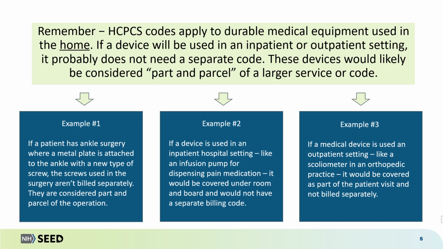Let's look at an example. A patient has had ankle surgery and a metal plate has been attached to the ankle with a new type of screw. The screws that are used in the surgery cannot be billed separately. They are considered part and parcel to the surgery, so there is no separate code for the screws that are utilized in the surgery. Example number 2, if there is a device used in the inpatient hospital setting, such as an infusion pump that is dispensing pain medication, it would be owned by the hospital and it would be covered under room and board and would not have a separate billing code.